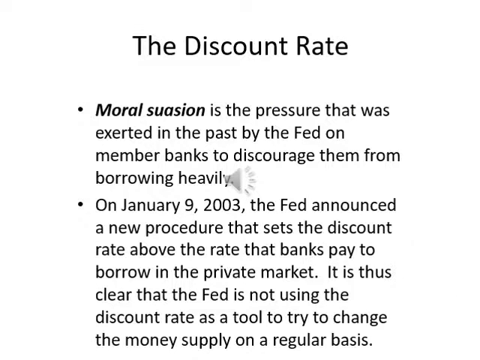The discount rate. Moral suasion is the pressure that was exerted in the past by the Fed on member banks to discourage them from borrowing heavily. On January 9, 2003, the Fed announced a new procedure that sets the discount rate above the rate that banks pay to borrow in the private market. It is thus clear that the Fed is not using the discount rate as a tool to try to change the money supply on a regular basis.